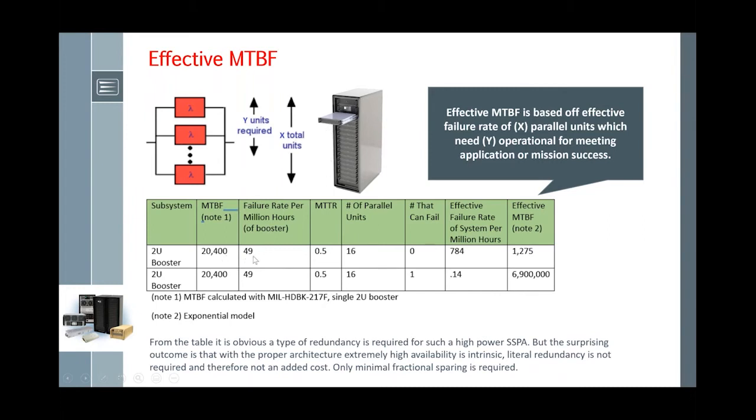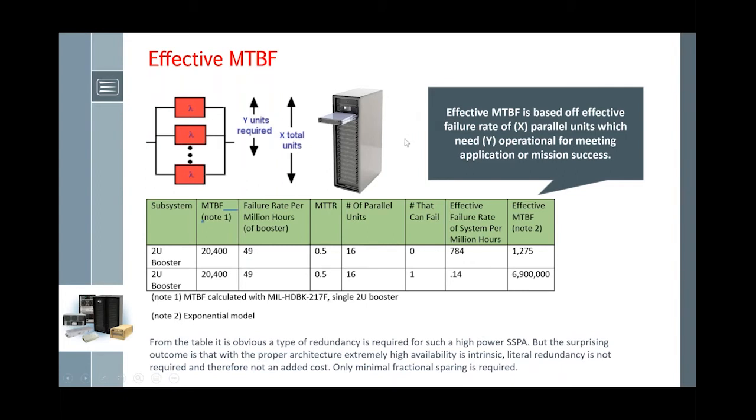Now moving over to the right, you see number of parallel units. So this is a 16-drawer system. If you extend that MTBF all the way to the right, you get 1,275 hours. Yeah, that's a small number, and it's small because of the enormous parts count. So that top row is signifying, if there's any component failure in the amplifier, game over. 1,275 hours mean time before failure.